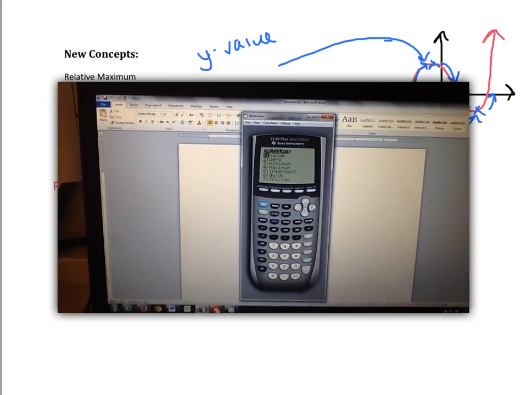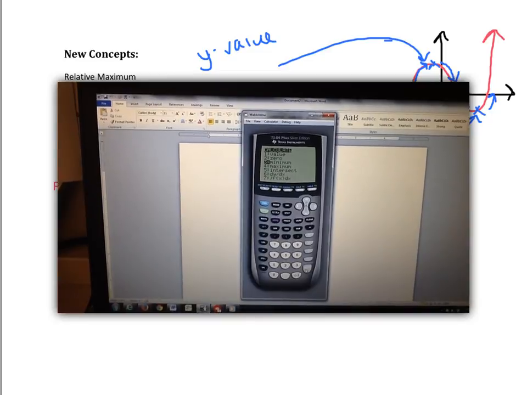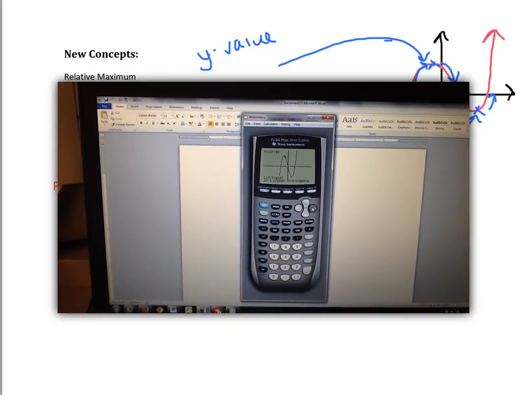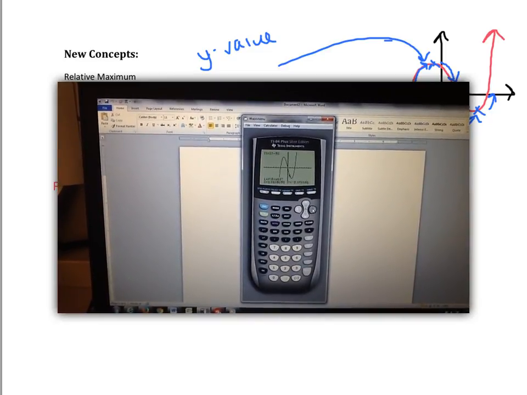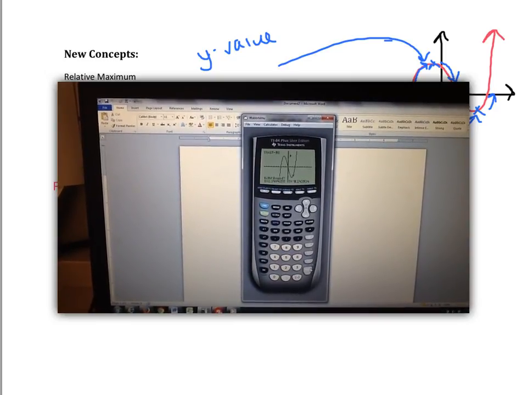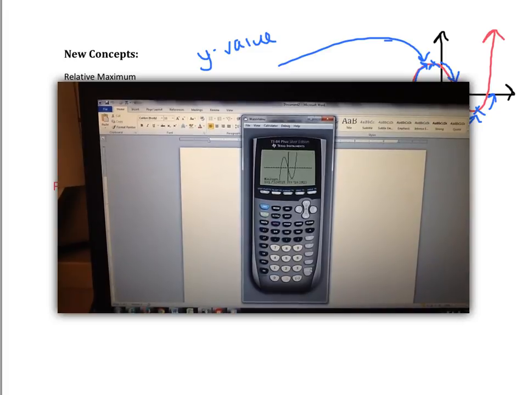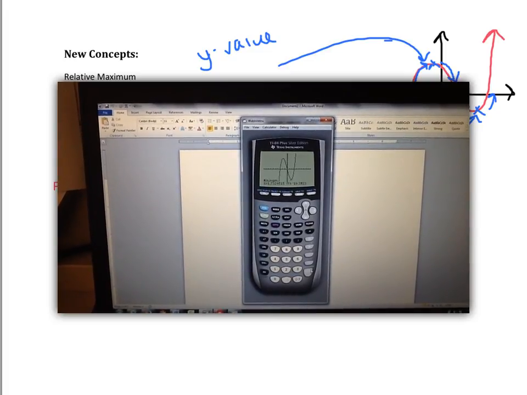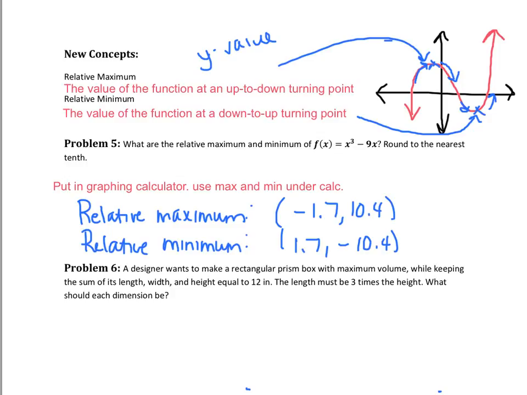Now I'm going to do a minimum. So now I'm going to go to my minimum feature, and then I'm going to go left bound. So get right to the left of the bottom of the hill, right bound, go to the right of it, hit enter, guess, hit enter, and then there's my value, 1.7, -10.4. So that's what I wrote there. I gave the ordered pair.